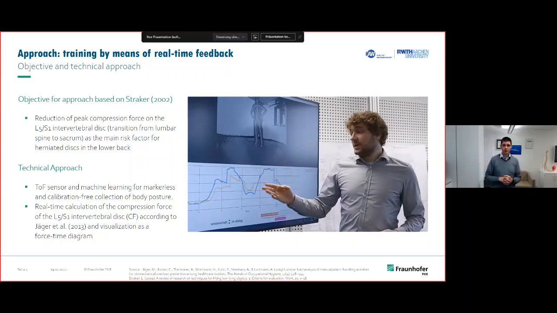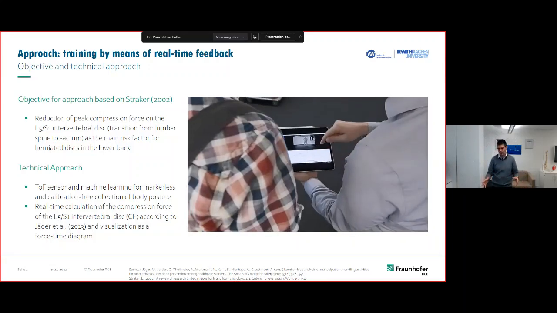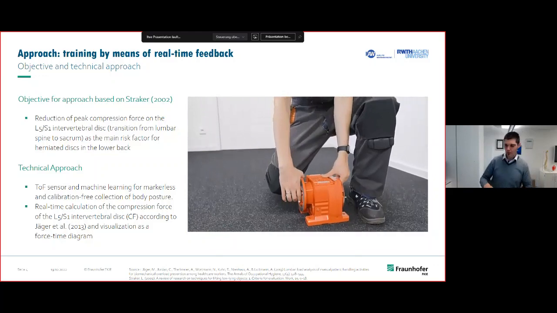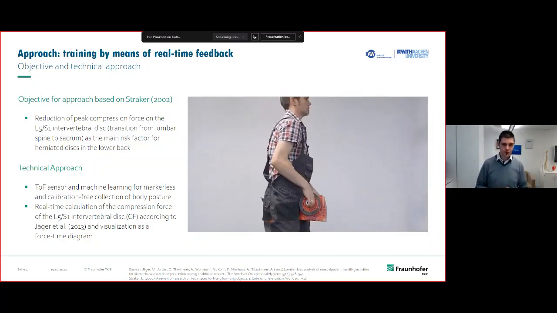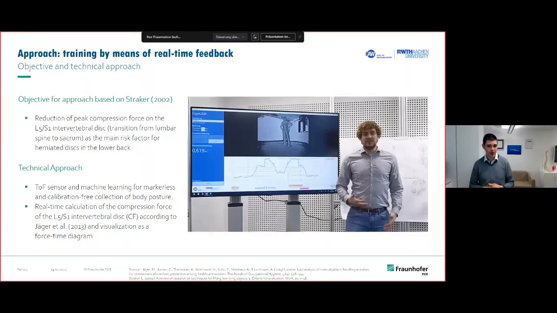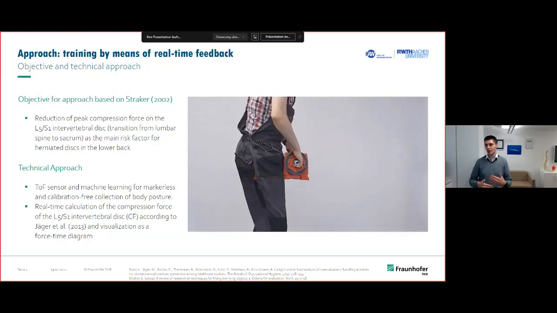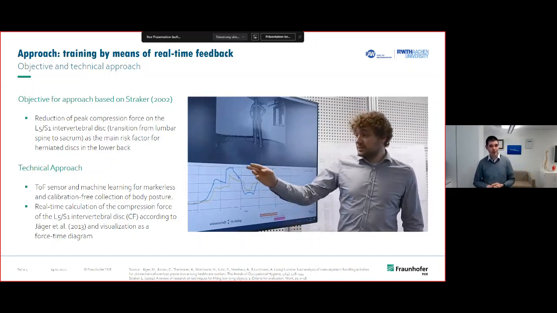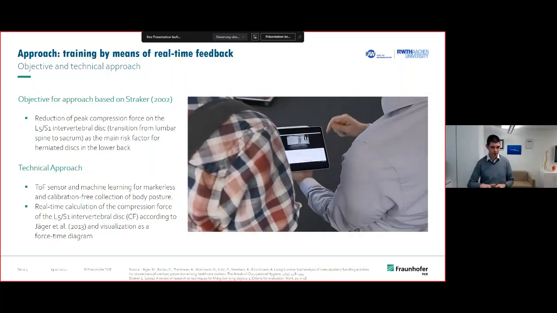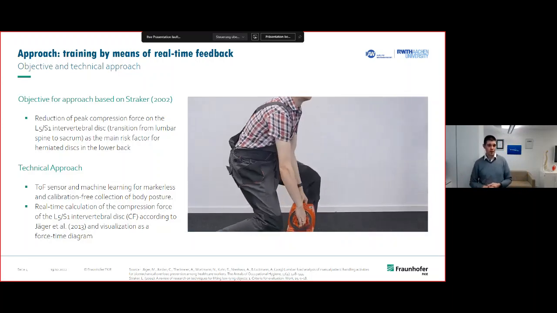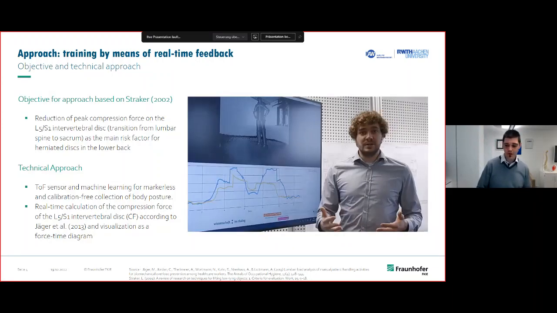As a technical approach for this area, we have good conditions. I will show you a little live demonstration of this. We have good conditions, we have fewer occlusions and so on. We took the approach of an optical time of flight sensor with a machine learning algorithm for a markerless, calibration-free collection of body posture. Because when we want to apply such things in industry, we have to keep the effort low, of course. Afterwards, after this capturing, we use the real-time calculation of the compression force in the area of L5 S1 as one disk, according to a biomechanical model by Jaeger. And then we did a visualization by a force-time diagram.